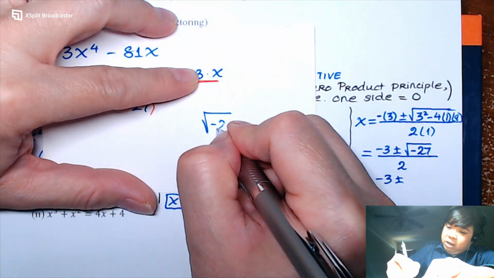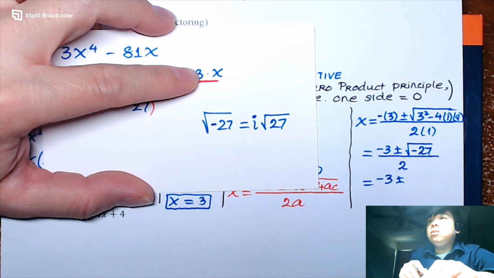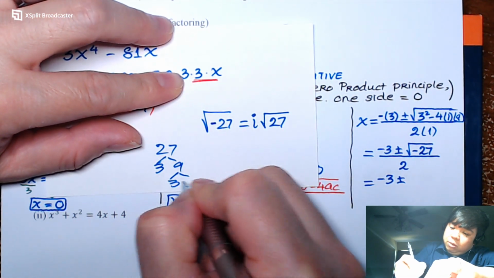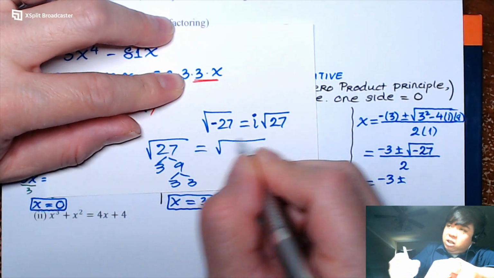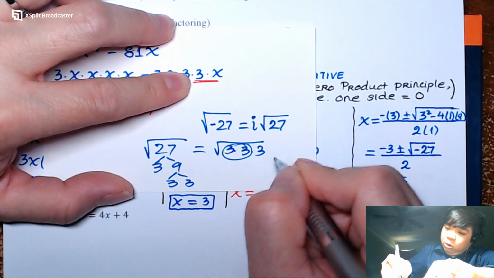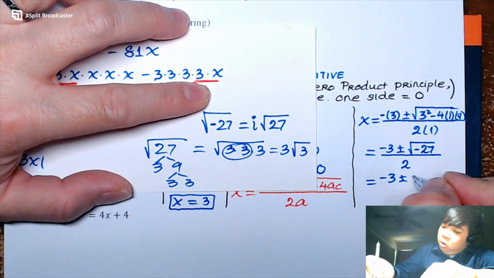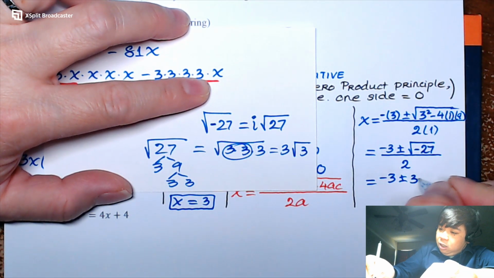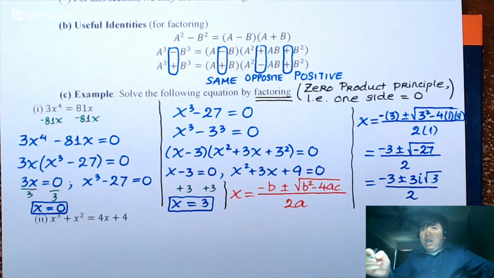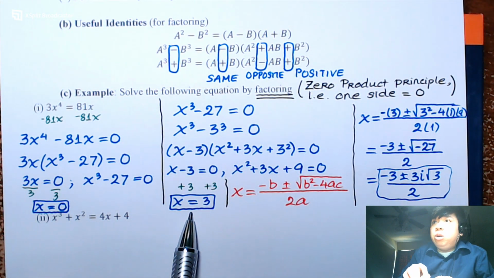minus square root of 27. That negative is imaginary, square root of 27. 27 is 3 times 9. 9 is 3 times 3. So square root of 27 is square root of 3 times 3 times 3. And we have a pair of 3. One 3 comes out and one 3 remains. So this is just plus or minus 3i square root of 3 over 2. And we have 2 more solutions. So 0, 3, and that.